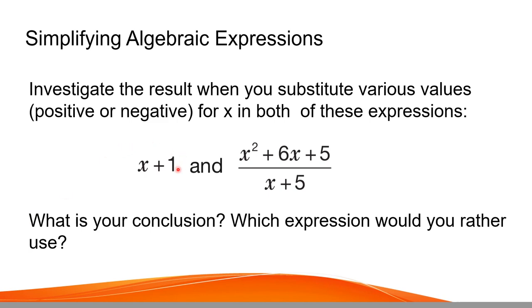X plus 1 is a little bit easier to work on, because if I substitute 2 here, I'll have 2 plus 1, that is just 3. But if I substitute 2 here, I am going to do lots of work, because I'm going to have 2 squared plus 6 times 2 plus 5, all divided by 2 plus 5. And that's just another lot of work that I have to do on my side. So which one would you use? I think we're going to have the same answer.